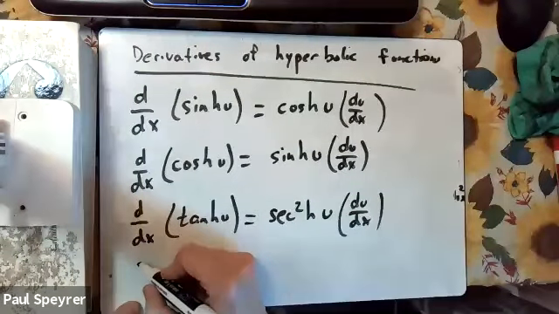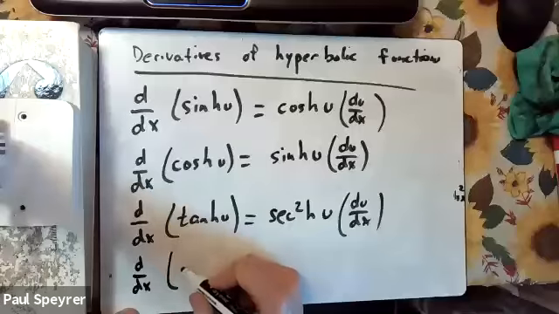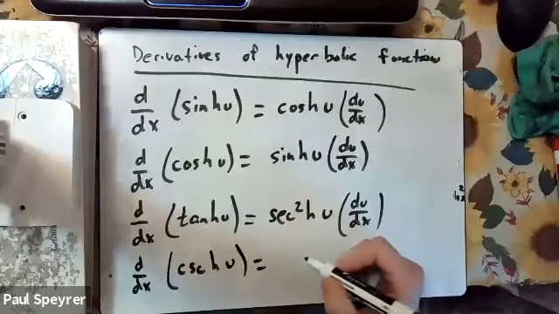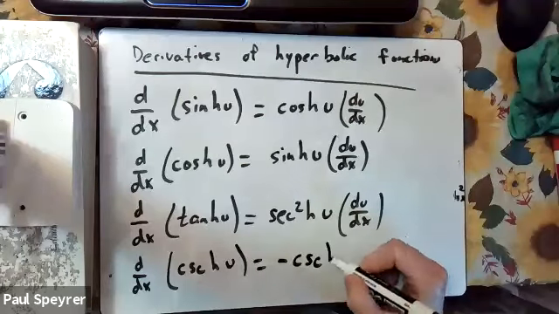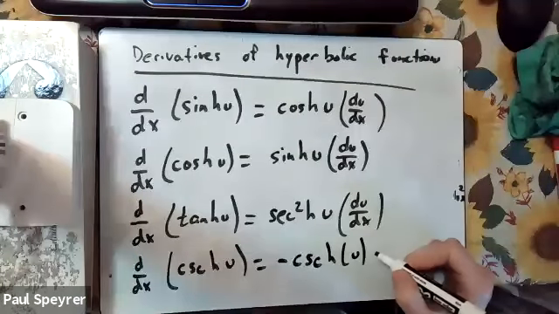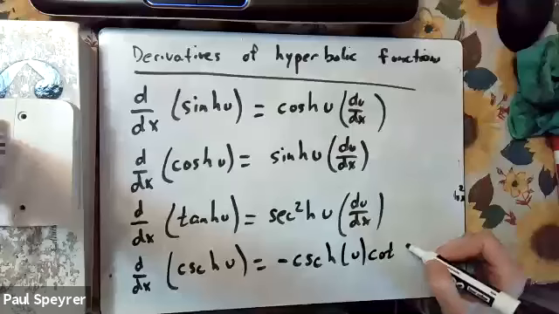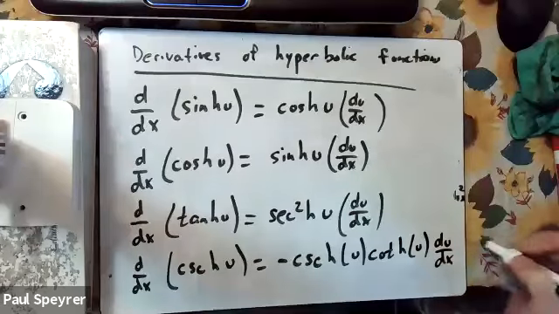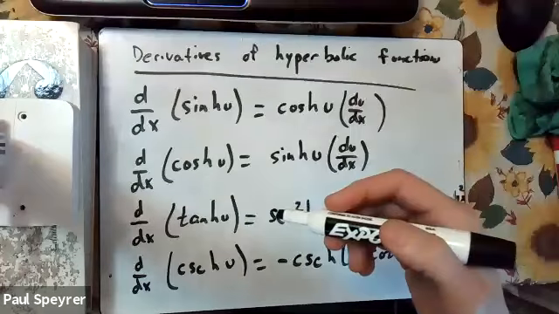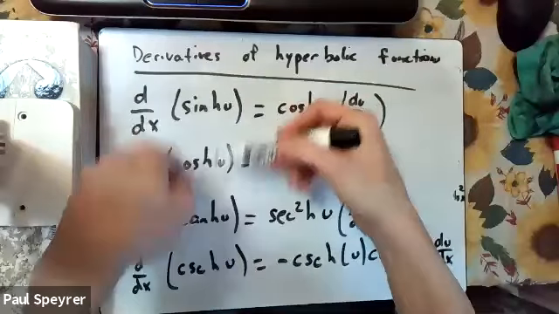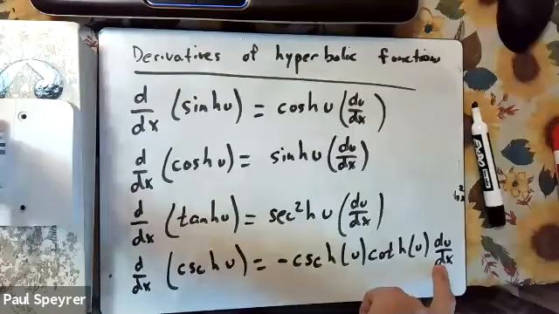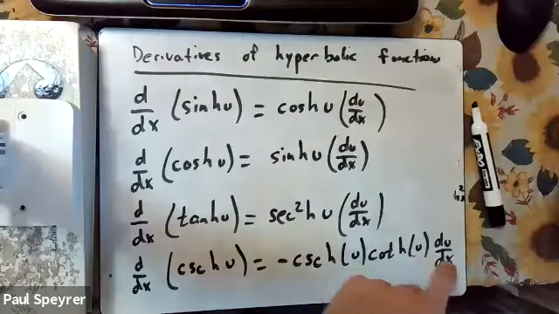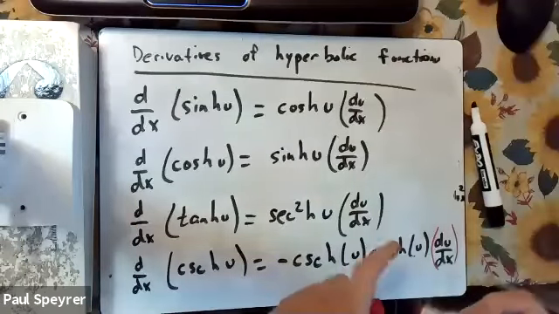Then if we had the derivative of the hyperbolic cosecant of u, that is negative hyperbolic cosecant of u, hyperbolic cotangent of u, and then times du/dx. So usually the cosecant, secant, and cotangent were a little longer than these first three. Again, what are we doing? Deriving the outside, keeping the inside alone, and then last step is you've got to chain the inside, right?